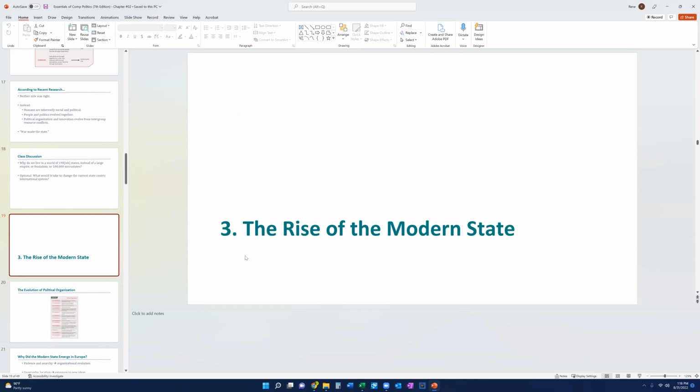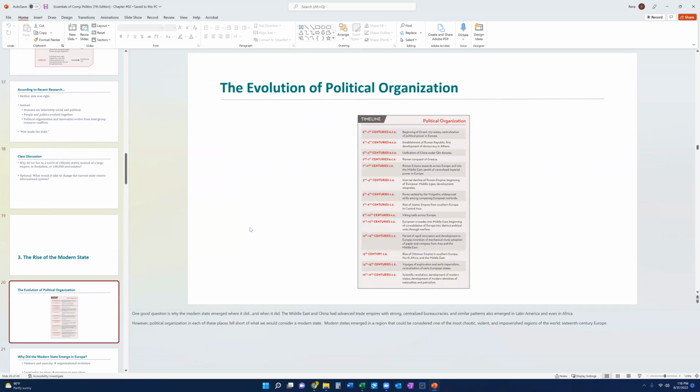The rise of the modern state. Okay. These are some of the important moments within history that helped lead to the creation of the state. I don't think you're ever going to get tested on this. That's a question perhaps better suited for a world history class.